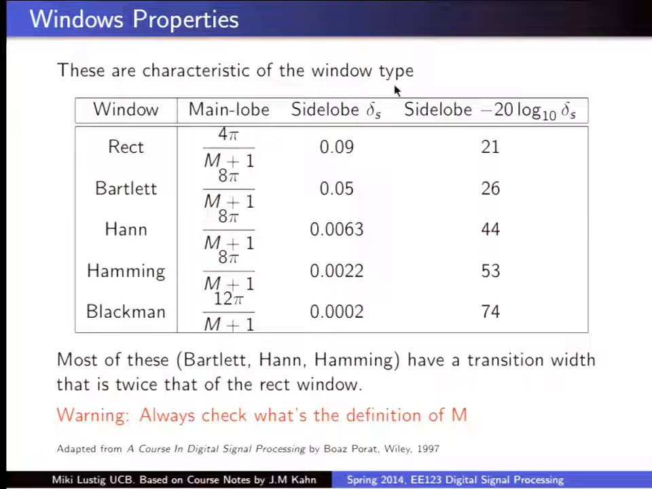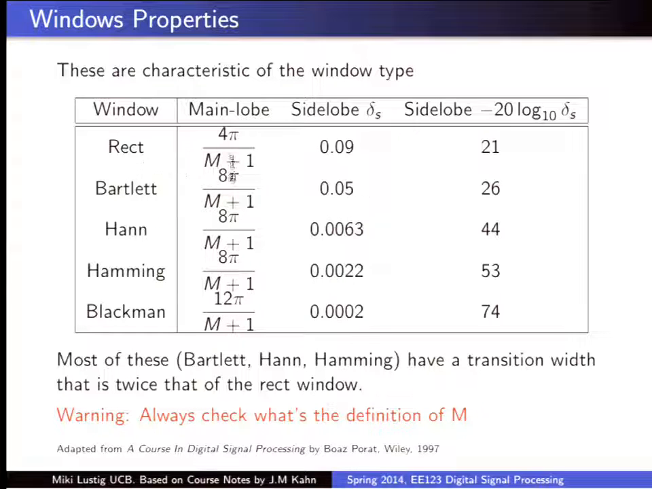So here are the characteristics of the main window types. So you have the rect window. The main lobe is always 4 pi over M plus 1. So as you increase the size of the window, and M is here the size of the window, then the main lobe is decreased. Okay? So you can always make the main lobe narrower by taking a larger window. Okay? You can always do that. Side lobes are quite big, okay, minus 21 dB.